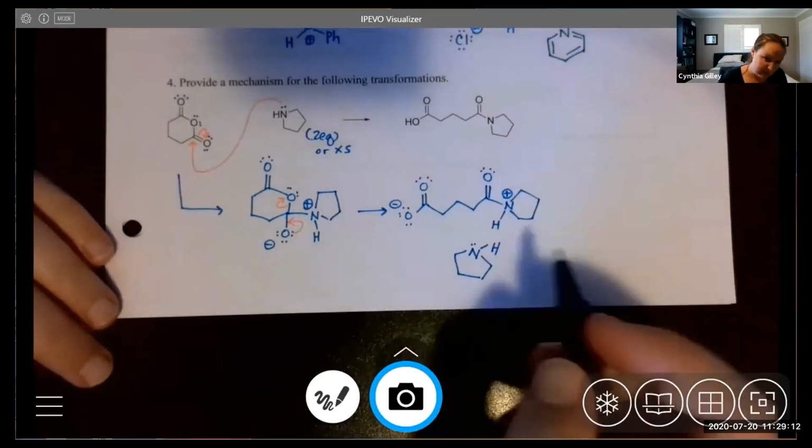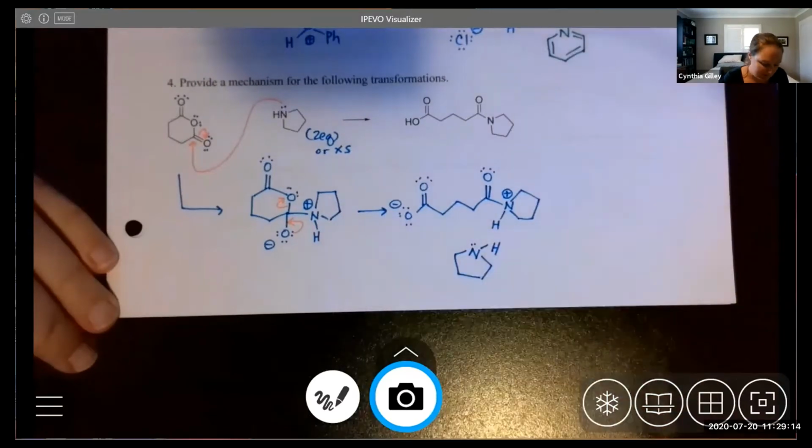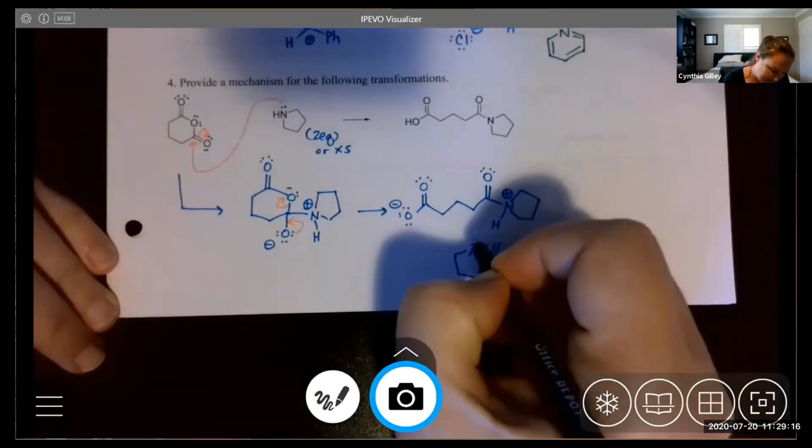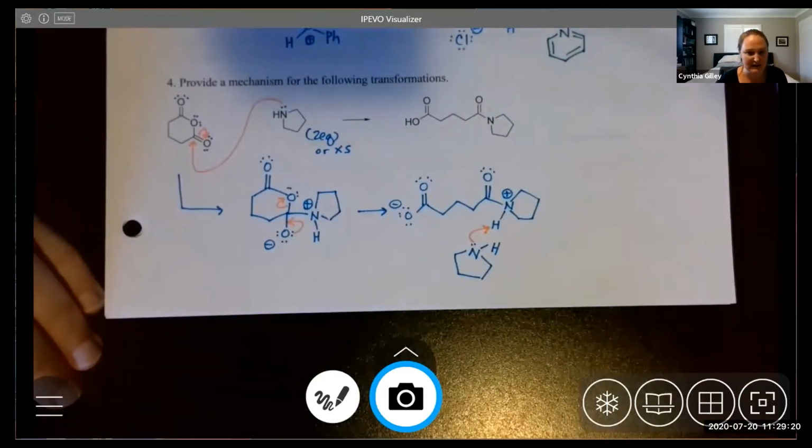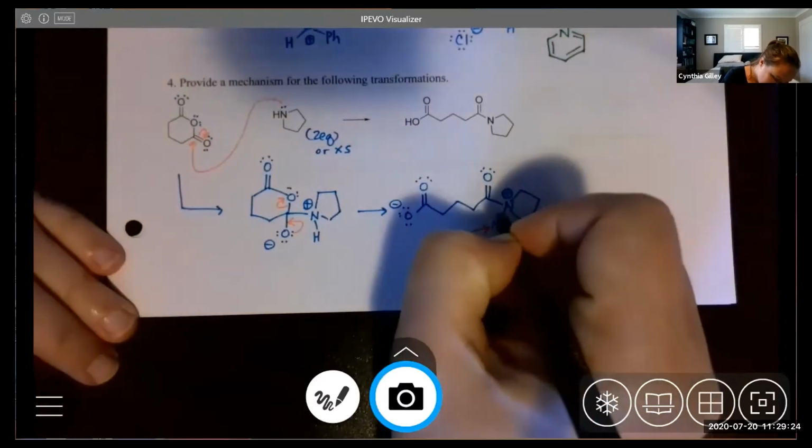Okay, but if your amine is cheap, you would just use that. But if it's expensive, you would probably use pyridine, because you don't want to use your expensive amine as a base.